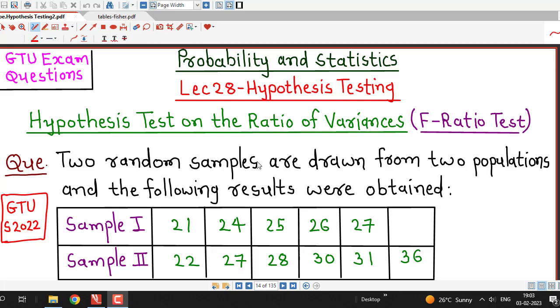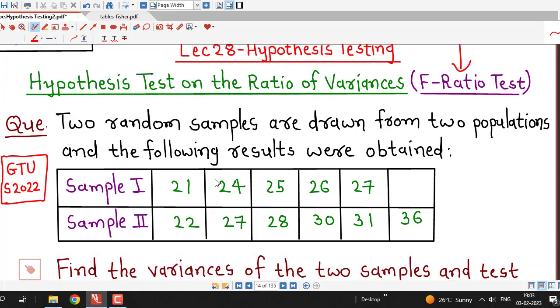Hello friends, I welcome you in lecture number 28 on hypothesis testing. In this lecture, we will discuss one more question on F ratio test for the equality of two population variances. This question was asked in GTU Summer 2022 exam.